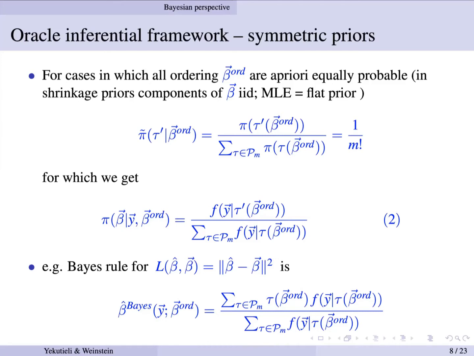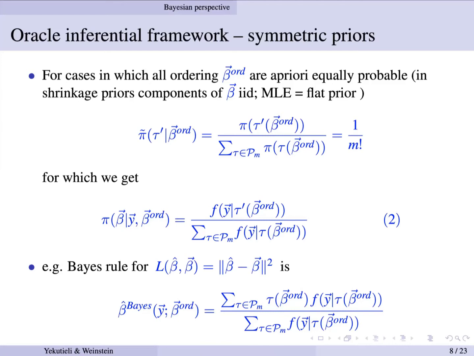That means whichever prior you may use in your shrinkage philosophy, once you condition on beta ord, if it's symmetric, it doesn't play a part. We can always improve on it by just throwing it away, okay?